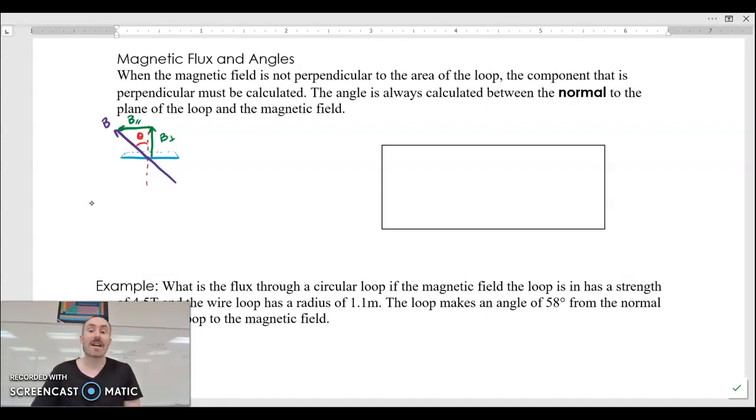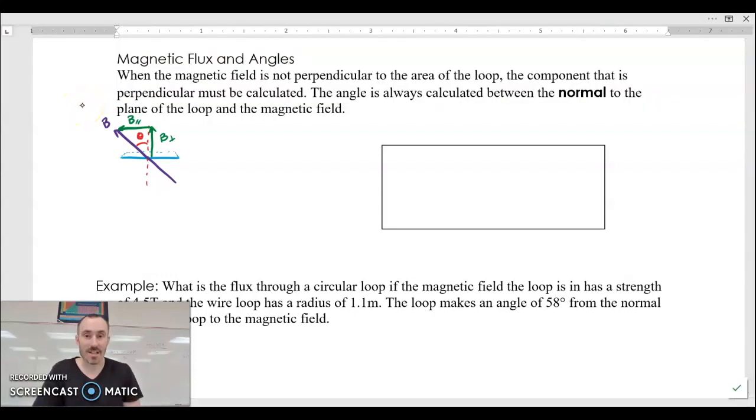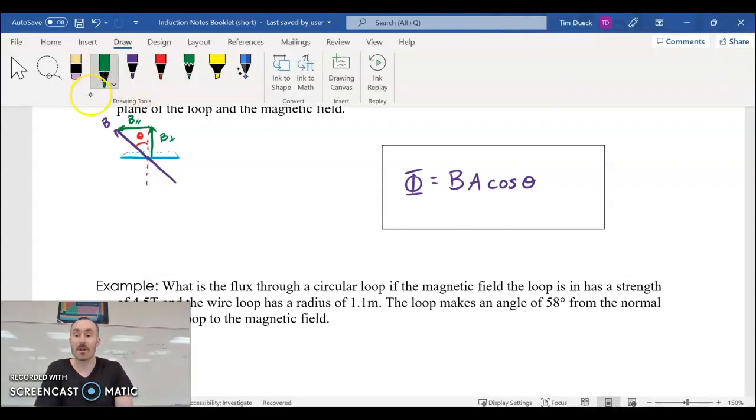Now that is the adjacent side of that little triangle that we just drew, right? That components triangle. Since it is the adjacent side, that means in this case, cosine is the trig function that we're going to use. Okay, so now we have to adjust our flux formula like this. Flux equals BA, which is true when the field and the plane of the loop are perpendicular. But since we need to use the adjacent component of our triangle, we're going to use cosine theta.